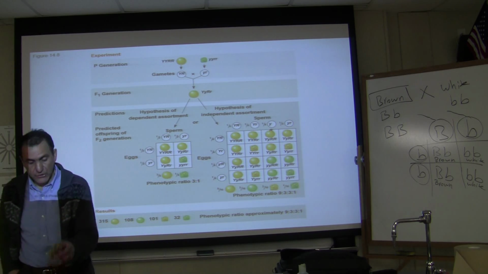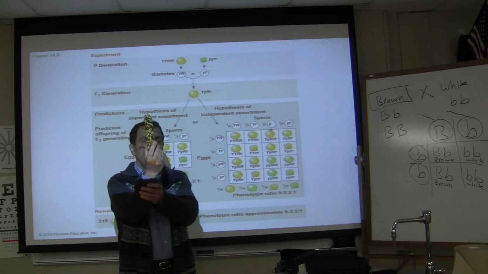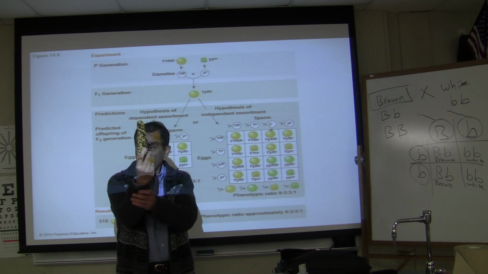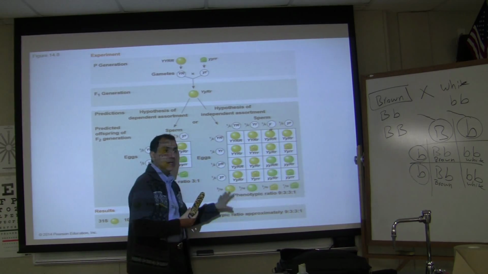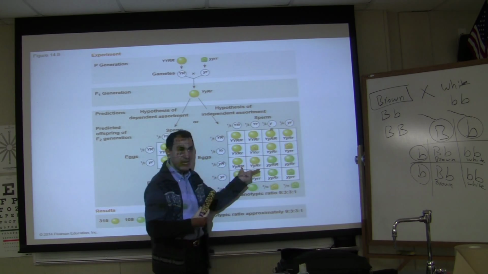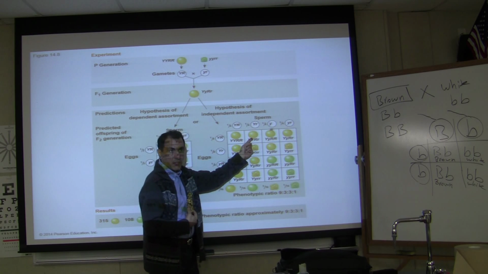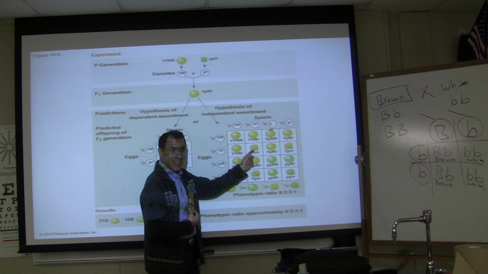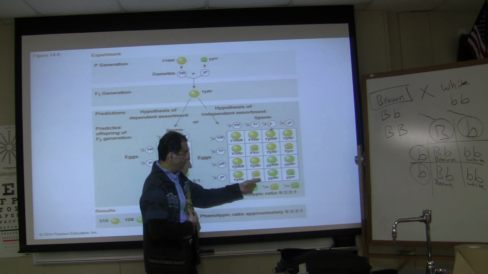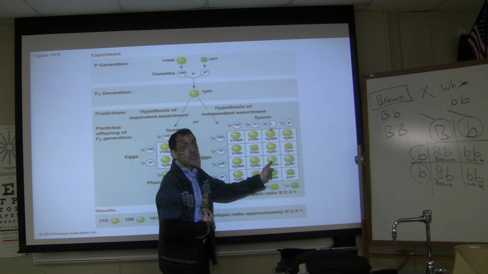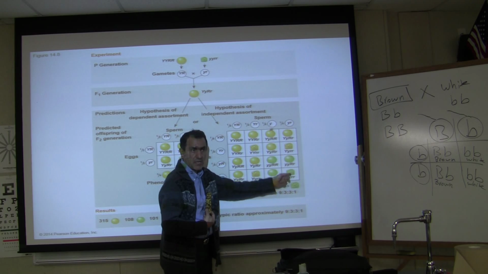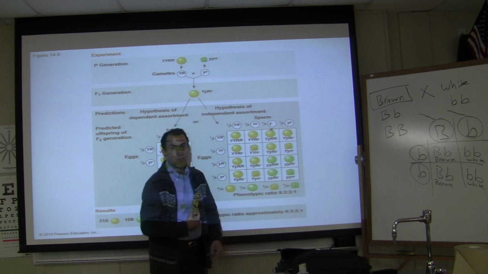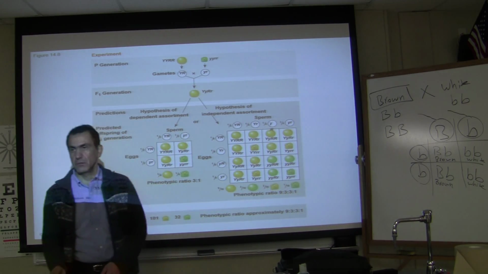Today you're gonna count these kernels. There are four different varieties of seeds in here. One is round, yellow. The other one is yellow, wrinkle. The other one is round, green. And the last one in here is green, wrinkle.